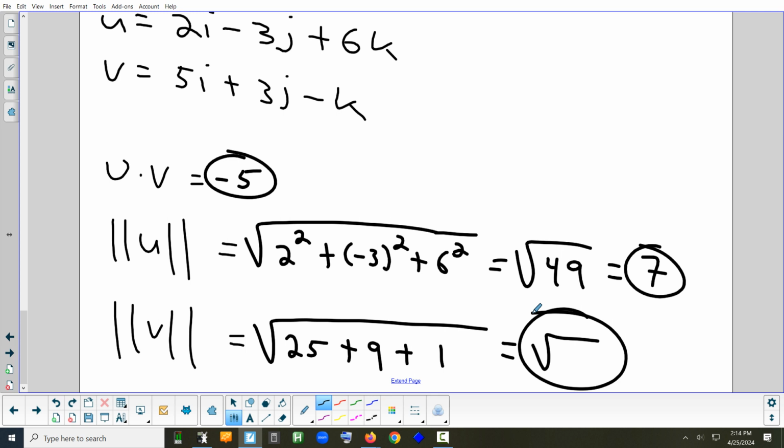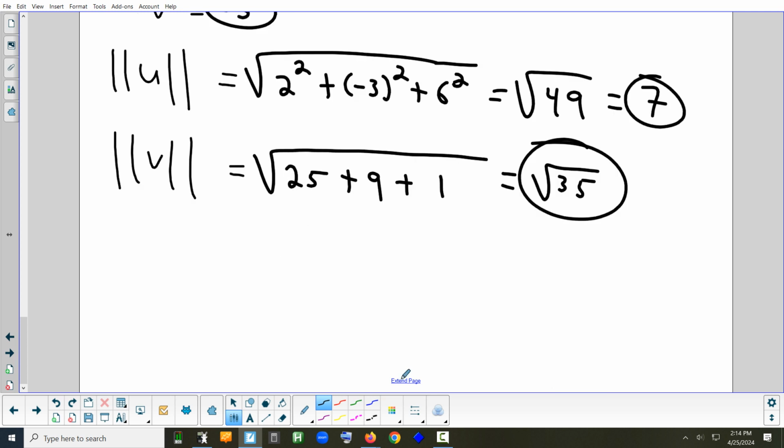Square root of 35. Right. So it doesn't come out to a nice answer, but that's okay.